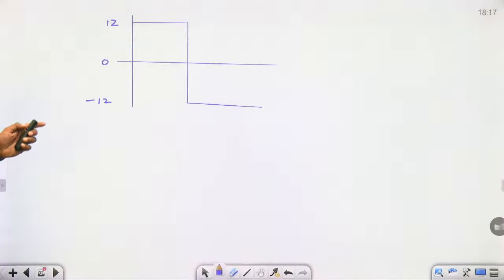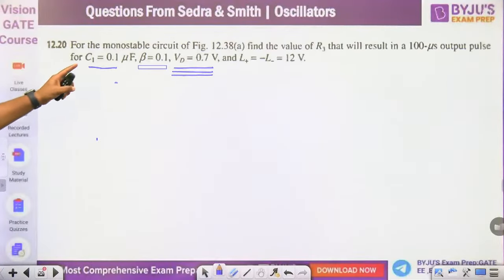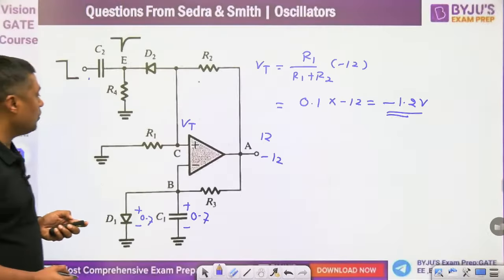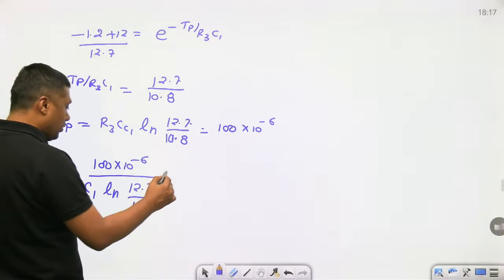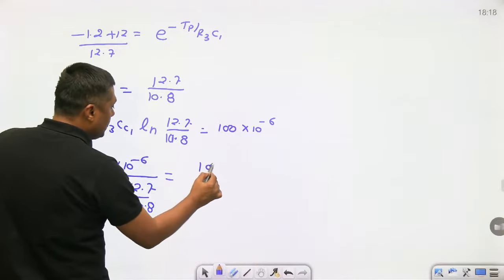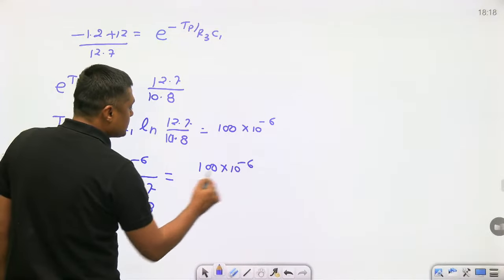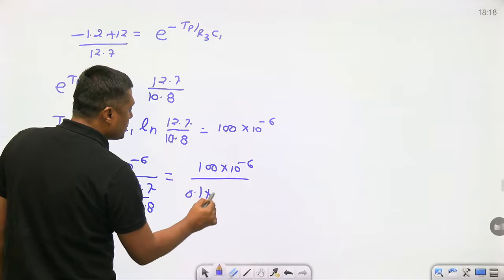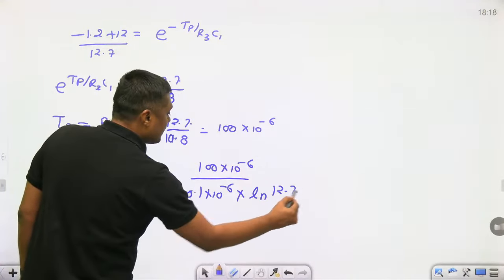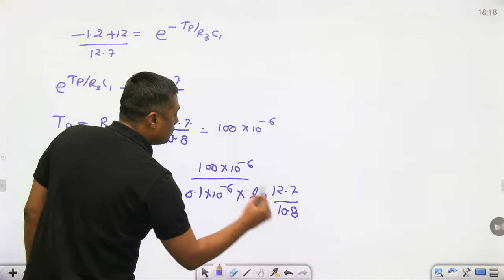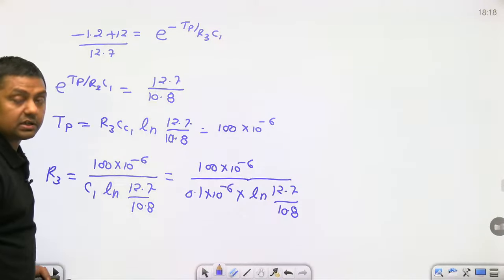It is given in the question. The value of C1 is given as 0.1 microfarad. It will become 100 into 10 raised to power minus 6 upon 0.1 into 10 raised to power minus 6 into log of 12.7 upon 10.8. Find this value. What is the value of R3 under practical condition?